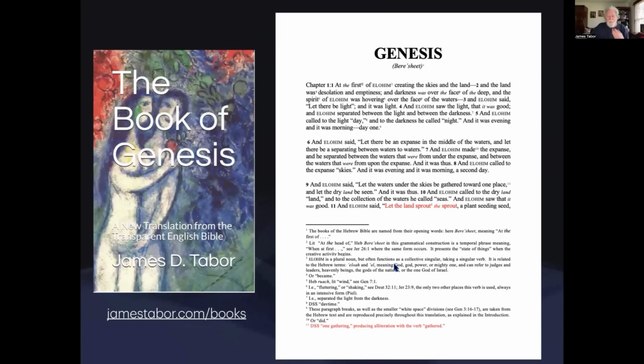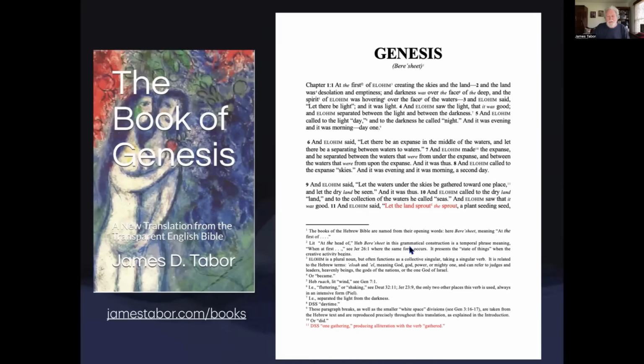But notice right here, when you get to the verse that we just read, and Elohim, that's the word for God. I put in the words for God, where it's not always God. It can be various names of God. And Elohim called to the dry land, land, and to the collection of the waters he calls seas. So I put collection for the place. It's actually connected to the word mikvah, to collect together waters. But I didn't put in the gathering, but notice I put a note in the Dead Sea Scrolls, it says one gathering, producing alliteration with the verb gathered.